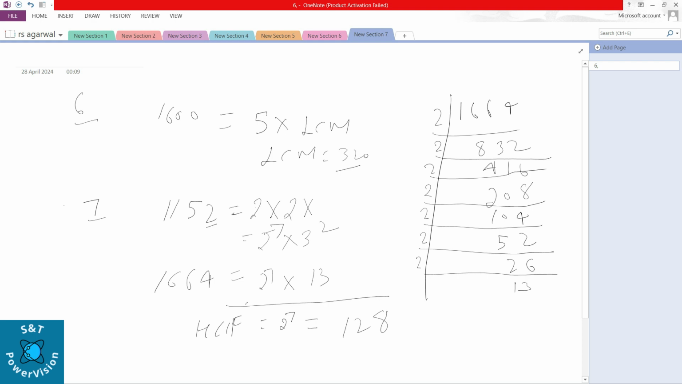Next, what is the largest number that divides 70 and 125? If you see here, 125 can be written as 5 cube, and 5 is the common factor here, and leaving remainders 5 and 8 respectively.